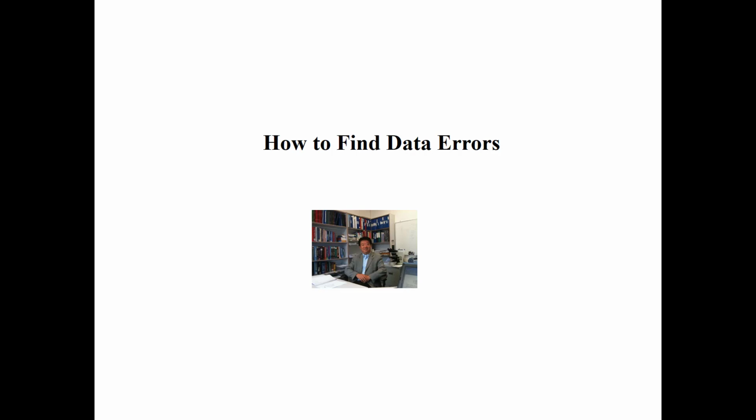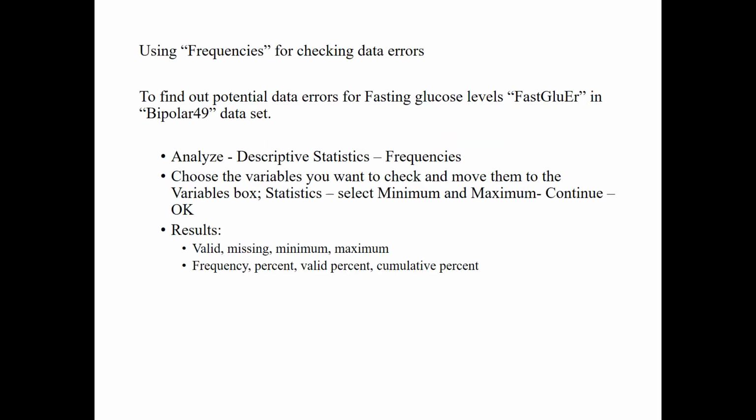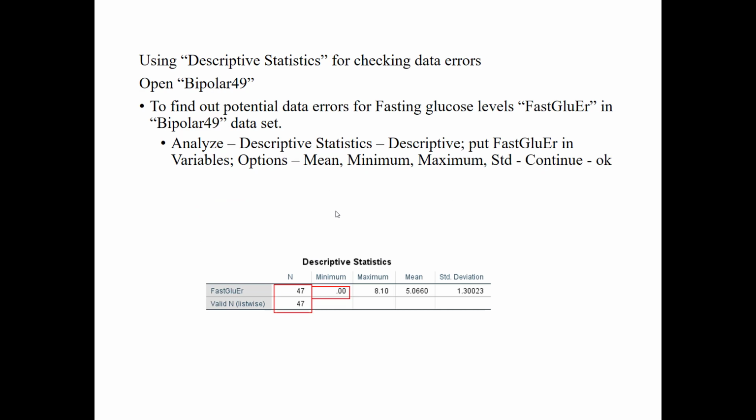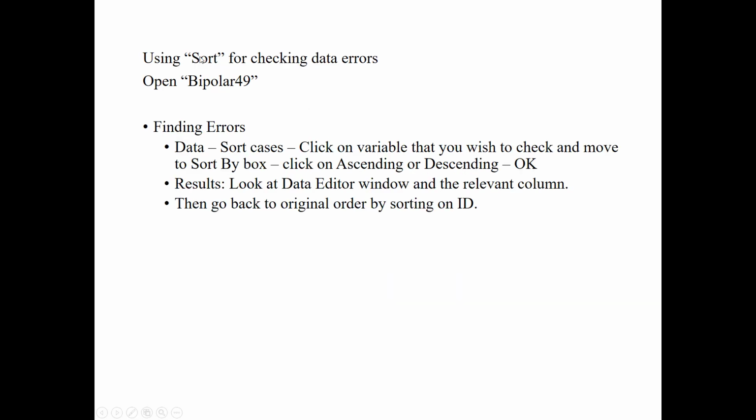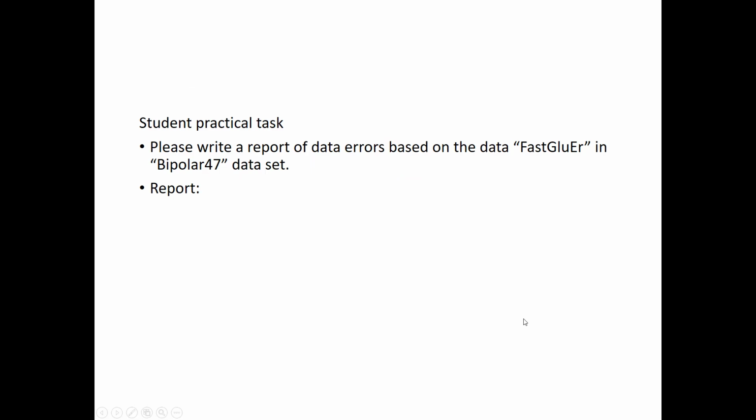So to give you a summary of how I did it, here is the first method. We use the frequencies. This shows in detail which one you're going to choose and click. And here's the second method. We use descriptive statistics. Now this is your third method. Use sort. This is a summary. You can just do this by yourself.